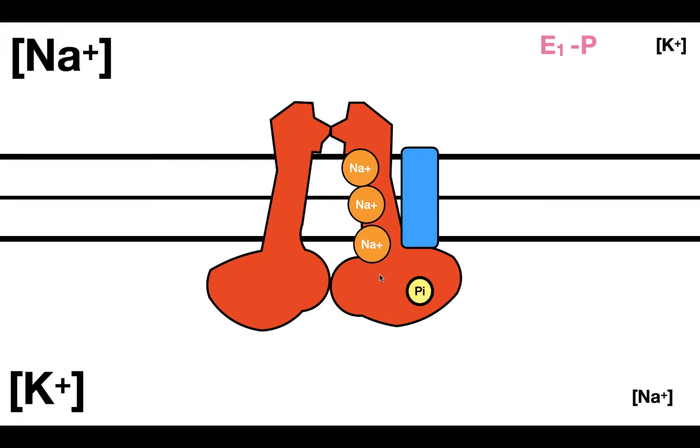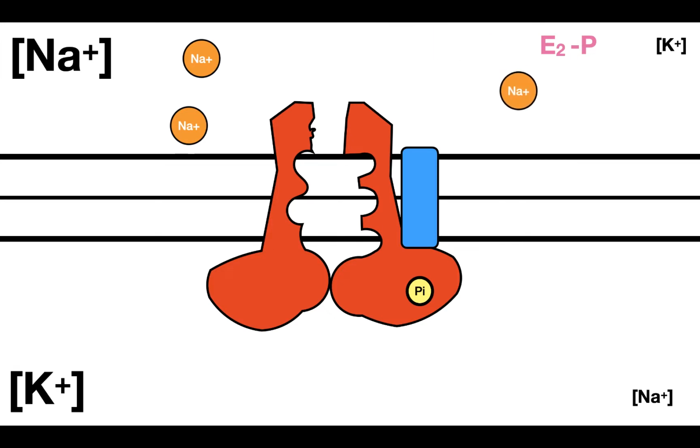So the E1P form has both ends closed, sodium is bound to the pump, and we also have a phosphate bound to the pump. Then the pump will spontaneously change into this form, and what happens is that the sodium will be allowed to leave the pump. This form of the pump is called the E2P form. What you should notice here is that the extracellular pore is open and the intracellular pore is closed. So this allows sodium to leave the pump into the extracellular space.